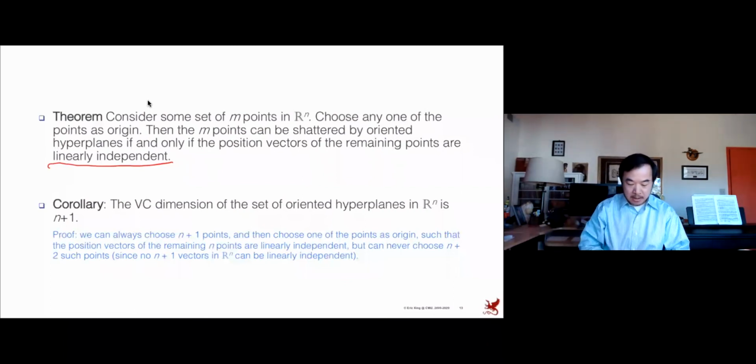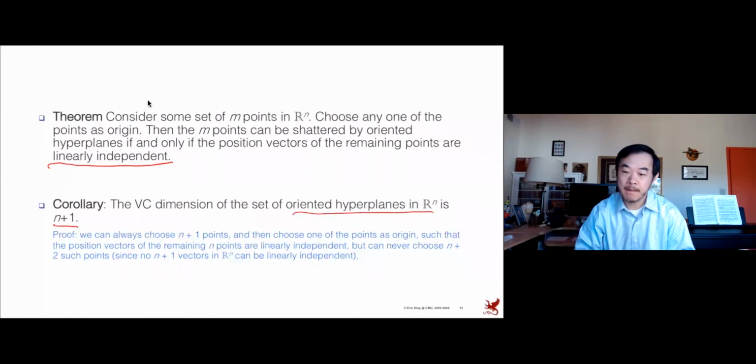Great. All right, so that leads to a corollary, which basically says that for a hyperplane in the n-dimensional space, we can directly conclude that its VC dimension is n plus 1.